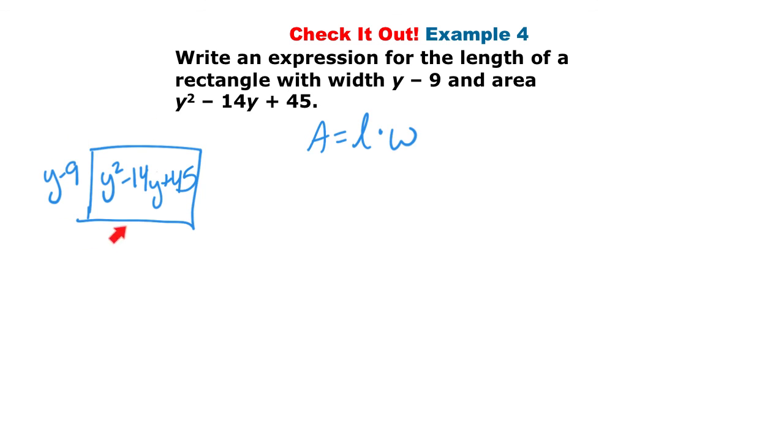It's helpful in this one to draw a picture of what's going on. The area of the rectangle is this, the width is y minus 9, and I'm remembering that area equals length times width. So if I know this and this, I can divide them to get the length.